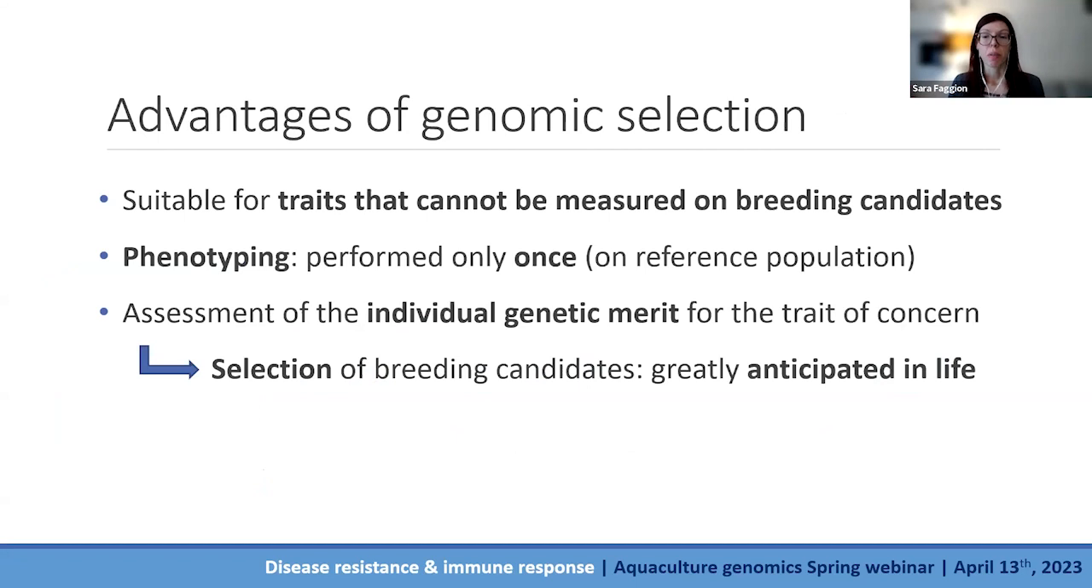Let's try to summarize a little bit the advantages of genomic selection. Genomic selection overcomes problems related to the unfeasibility of breeding candidates phenotyping. So it is suitable for traits that cannot be directly measured on breeding candidates. Phenotyping needs to be performed only once for the individuals of the reference population. And the assessment of the individual genetic merit for the trait of concern becomes possible. In this way, the selection of breeding candidates can be greatly anticipated in life. And this is very useful when we are running breeding programs.